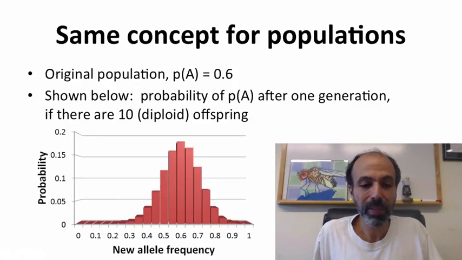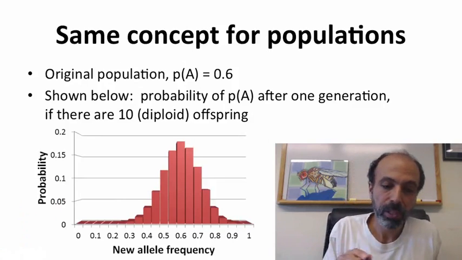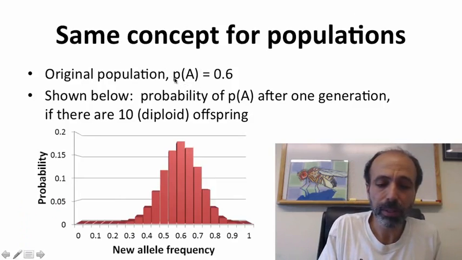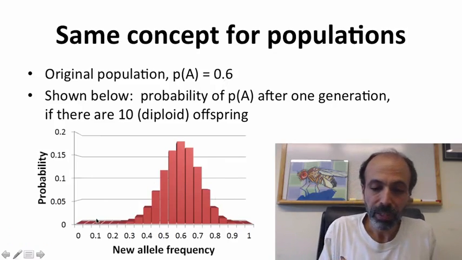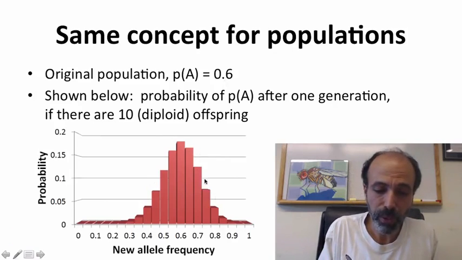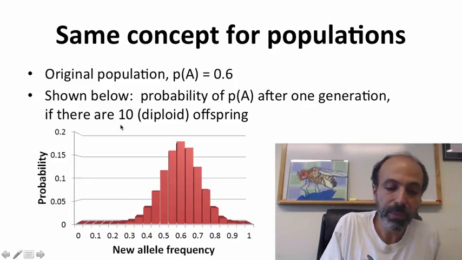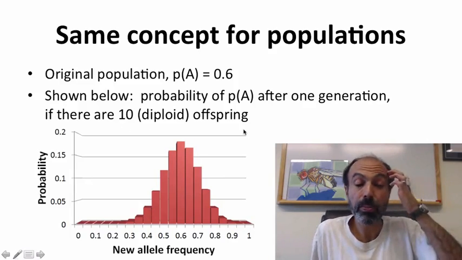Well, the same concept applies to populations. So if your original population has an allele frequency of big A of 0.6, you see below what would happen in one generation of genetic drift. The probability of having it greater than 0.6 versus less than 0.6 is about the same. And this is the case if you have 10 diploid offspring.